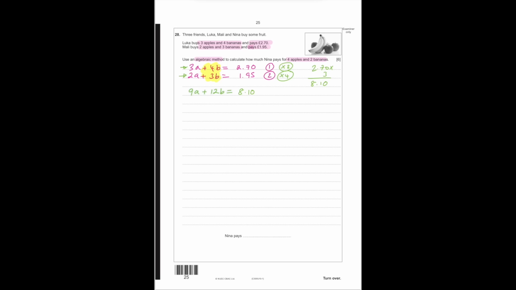And then the same here, but I'm timesing by 4. Everything gets multiplied by 4. So 2a times 4 is 8a. It gives me 12b. £1.95 times 4 is £7.80.